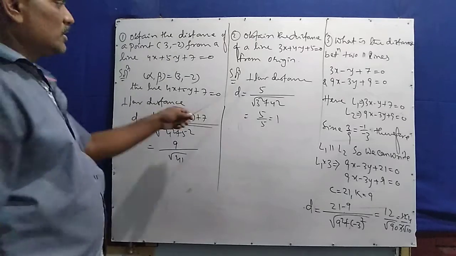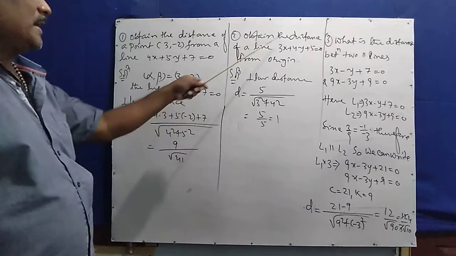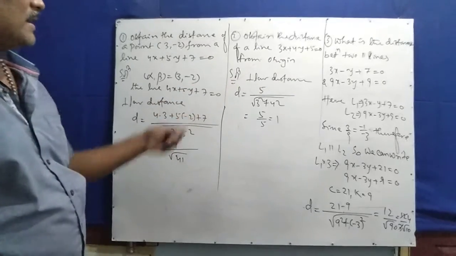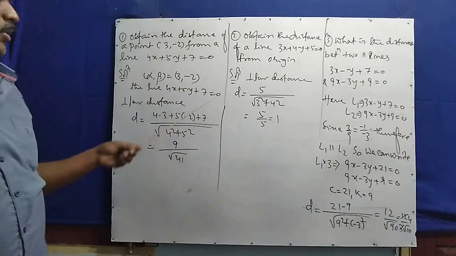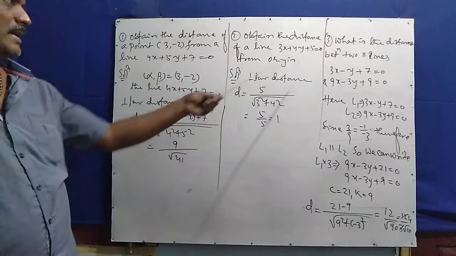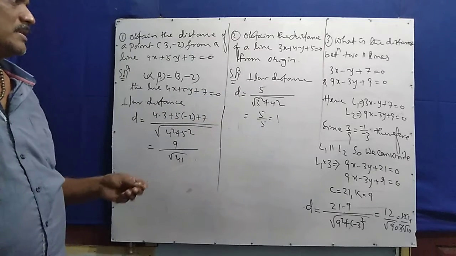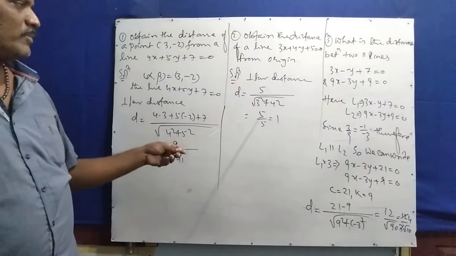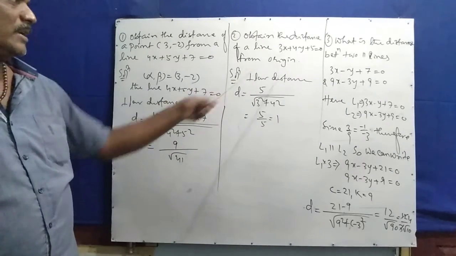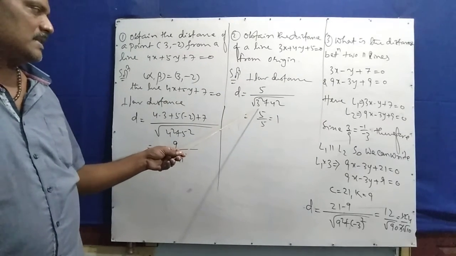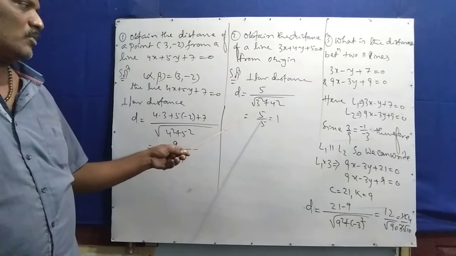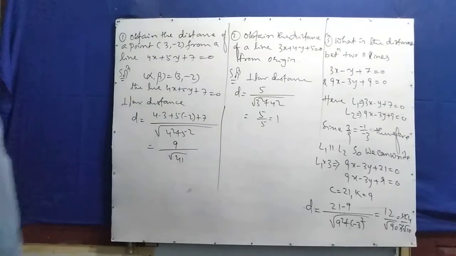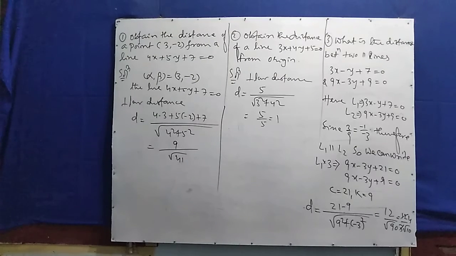Here is another example, number 2. Obtain the distance of the line 3x plus 4y plus 5 from the origin. From the origin, the formula is c by root of a square plus b square. C is the constant, equal to 5. Here a equals 3 and b equals 4. 3 square is 9, plus 16 equals 25, root over equals 5. 5 by 5 equals 1. So the perpendicular distance from the origin equals 1.